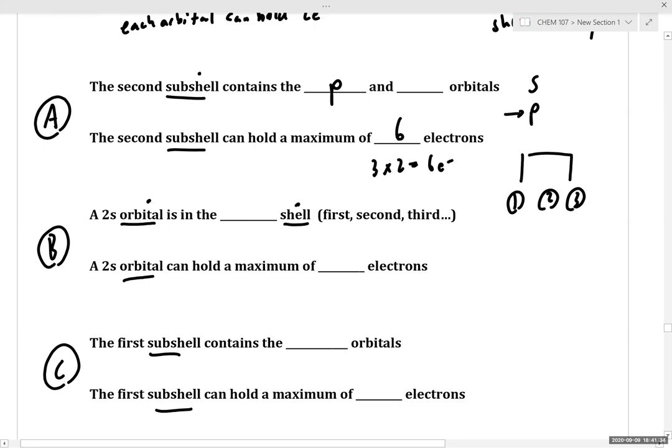So in some cases, for these fill in the blank problems, you may not have to fill in all of your blanks. Does that make sense? Yes. Perfect.